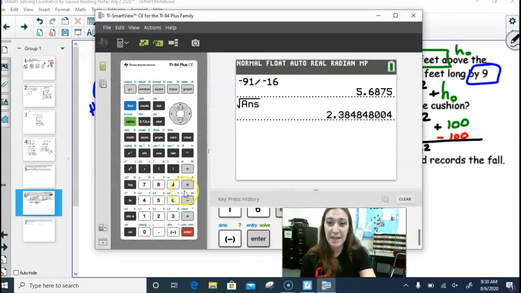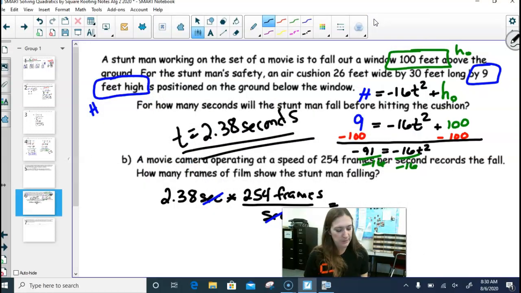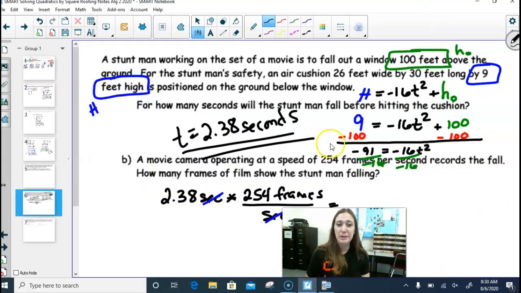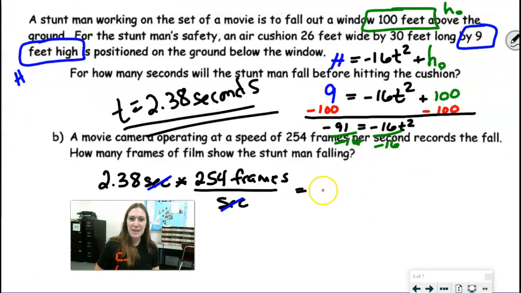So I'm going to multiply this answer right here by 254, and I'm going to go tell my producer you have almost 606 frames. I forgot what the answer was. 605. Yeah, I'll just write down 606. I don't know enough about movie production to know if you can have a partial frame. So I'm going to say about 606 frames.